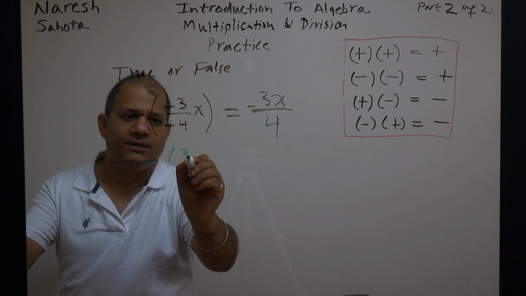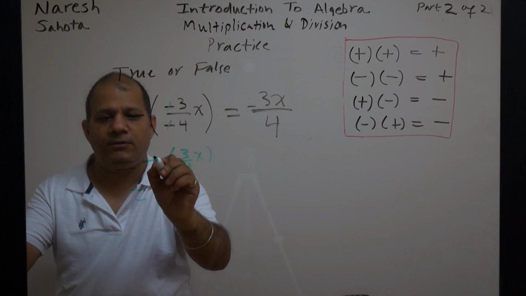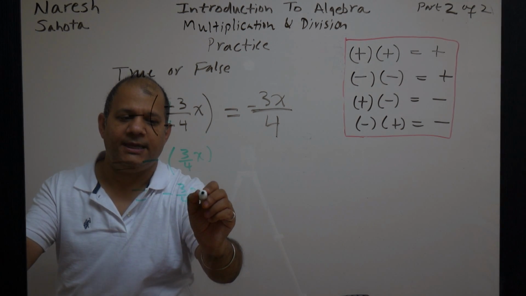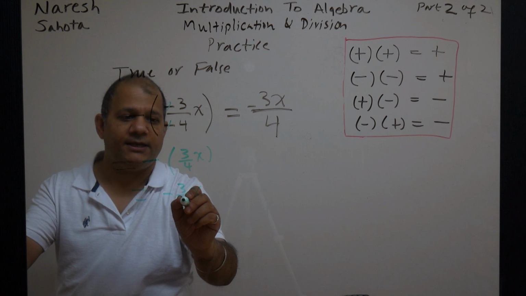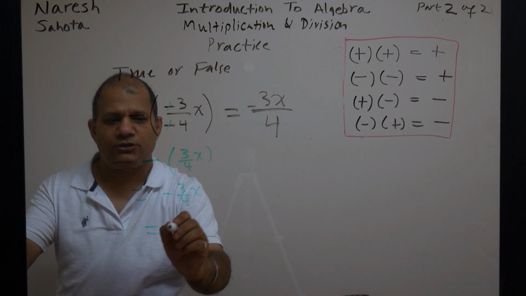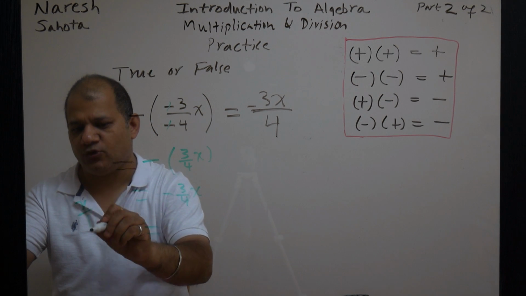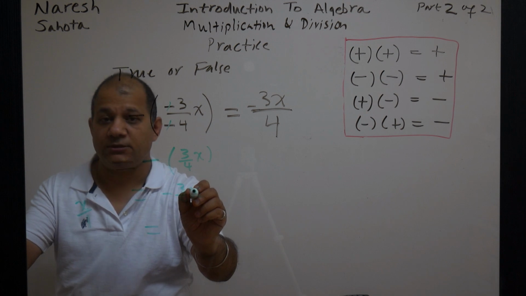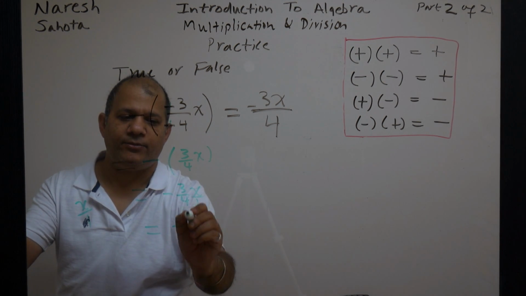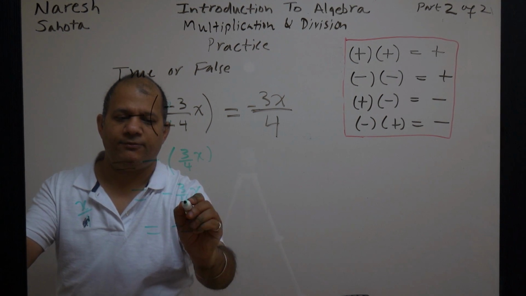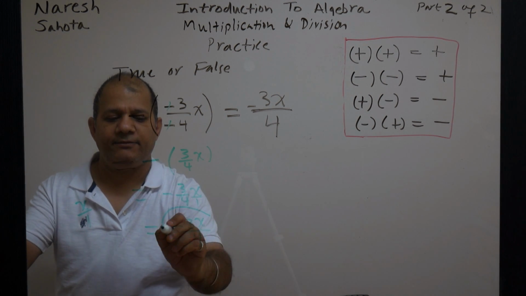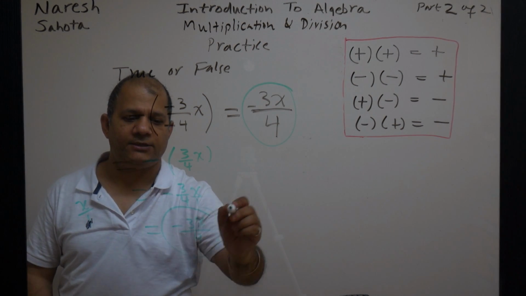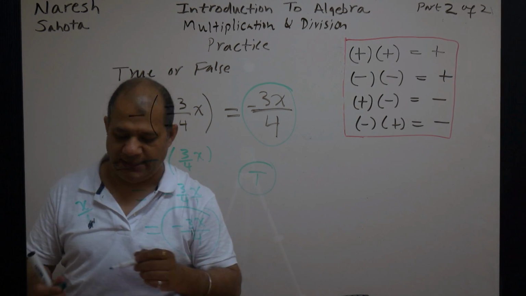So negative on the outside, 3 over 4x. And then negative times positive is negative. 1 times what's inside the bracket remains the same. So this is the left side, negative 3x. Okay, so I could write x as a fraction, which is x over 1, right? Just so that I'm clear where the x goes, x actually is multiplied with the numerator. So I have negative 3 times x, 3x on the top, then 4 times 1 is 4. So the left side is negative 3x over 4. The right side is also negative 3x over 4. So this is a true statement.